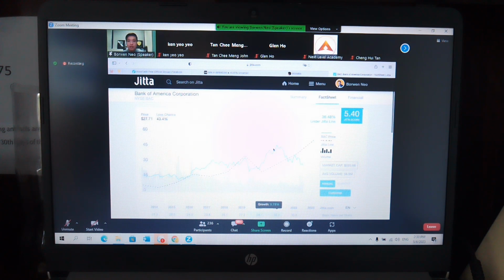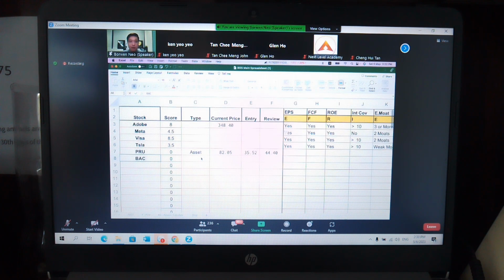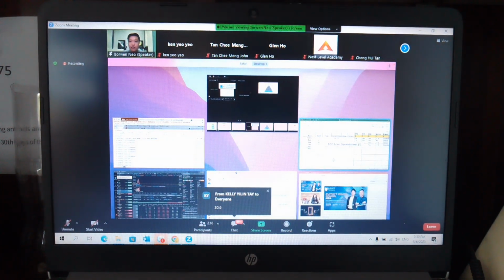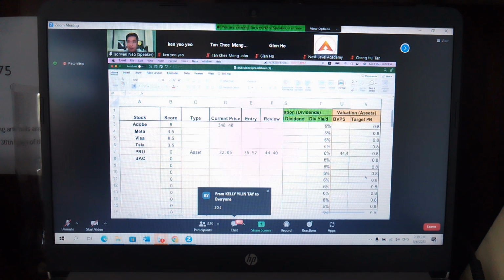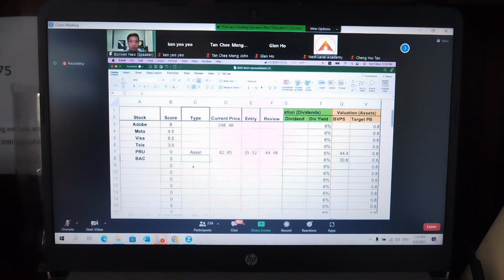Let me just reshare this. I think you're not able to see my screen, right? New share spreadsheet. I forget the number. What's my number again? 30.6. Okay, so I go to valuation, under the last one, 30.6. The rest, you don't have to change anything. This is default 0.8.